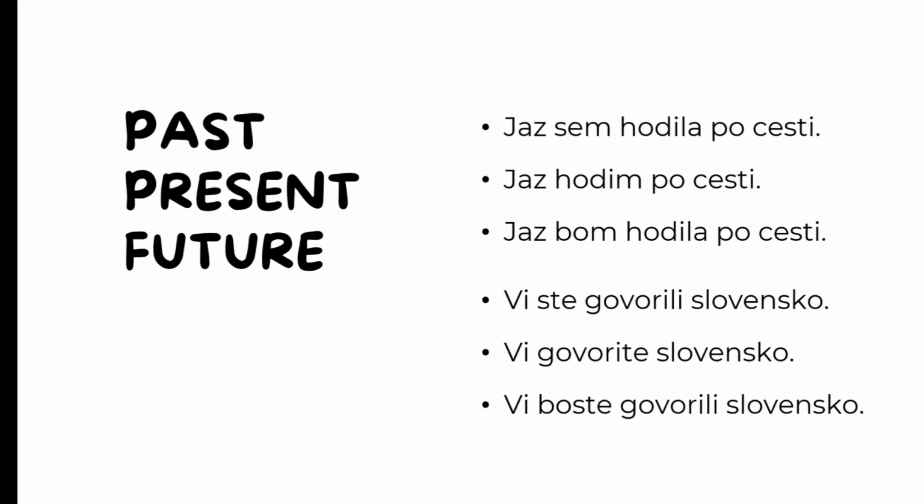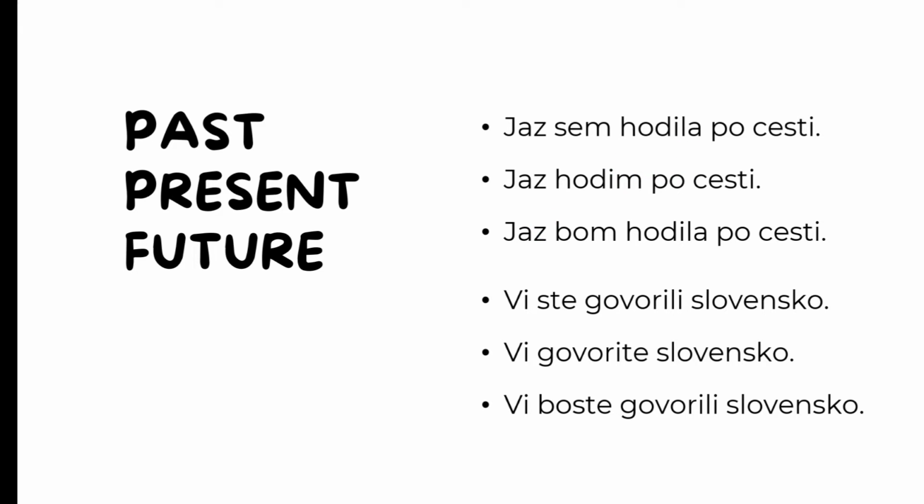So let's first look at some examples of past, present, and future tenses. First, we have a past tense sentence. Jaz sem hodila po cesti. I have walked on the street. This is past tense because, as you can see, we have to be, present tense to be, but then we have hodila, so the L ending.